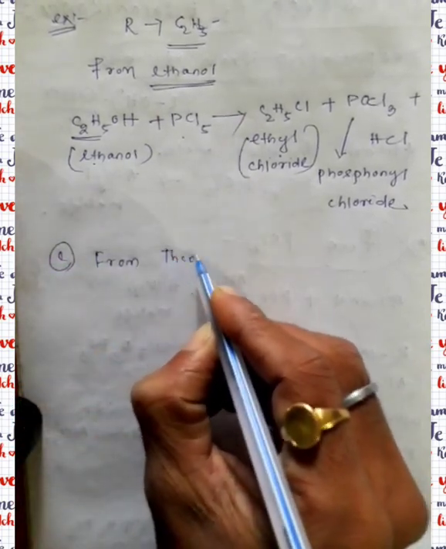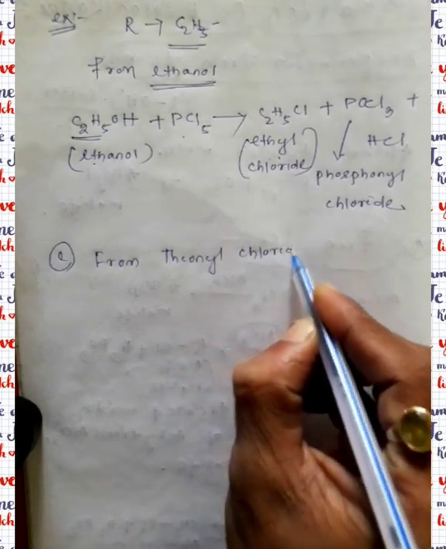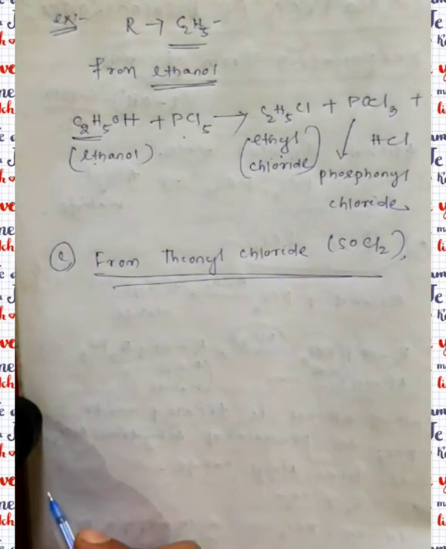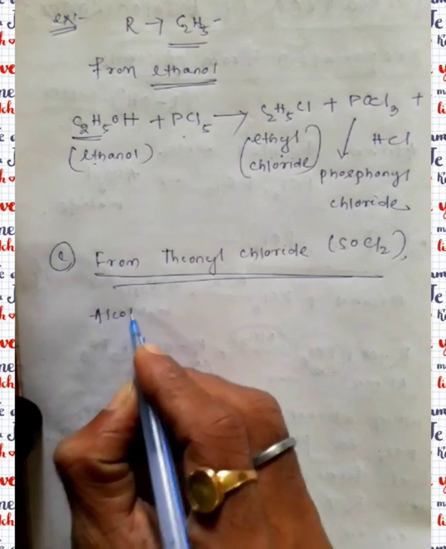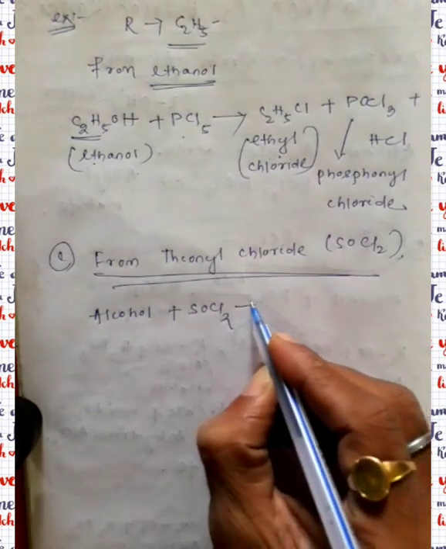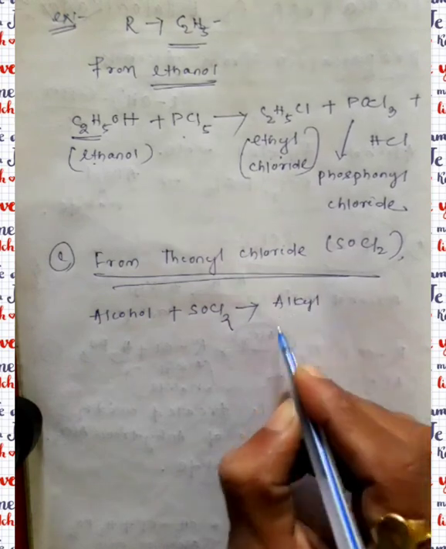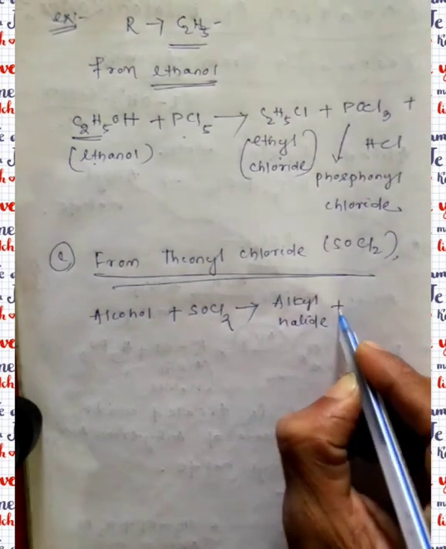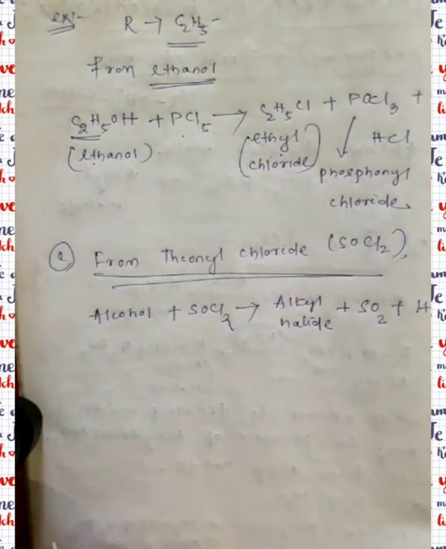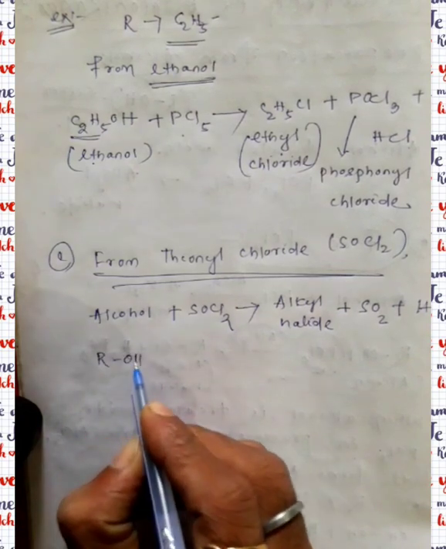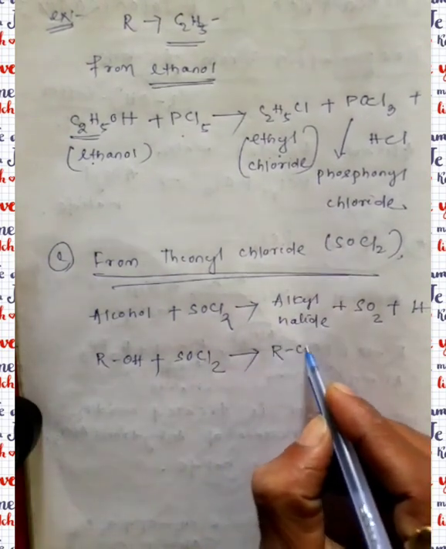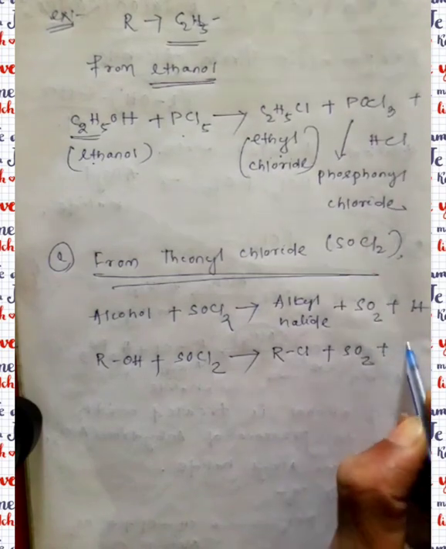from thionyl chloride, meaning SOCl2. So when the alcohol is treated with thionyl chloride, it forms alkyl halide with the release of sulfur dioxide and hydrochloric acid, meaning ROH plus SOCl2 forms RCl plus SO2 plus HCl.